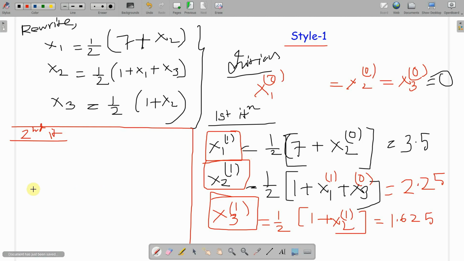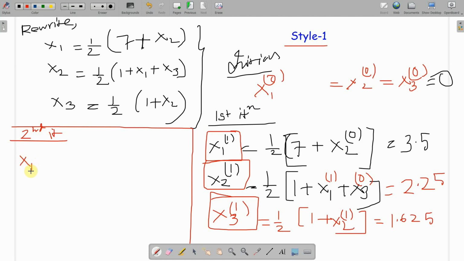Now for the second iteration, I will not write these equations again. If you are not confident enough, do write them. But then again, I don't expect that you will get extra time for that. So it's a 5 marks question. Hardly you will have 4 minutes to complete it. Okay.